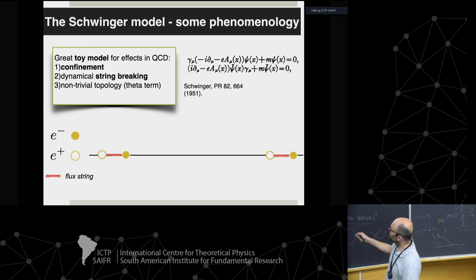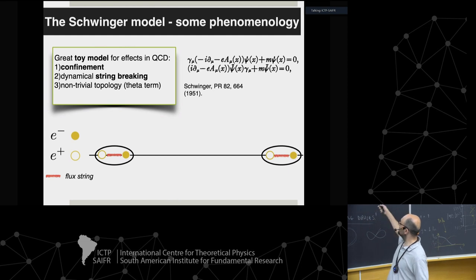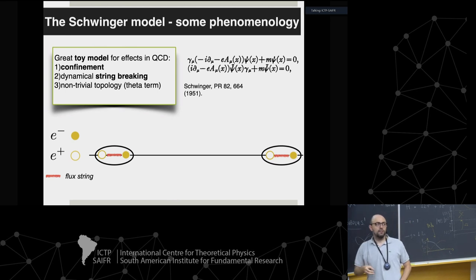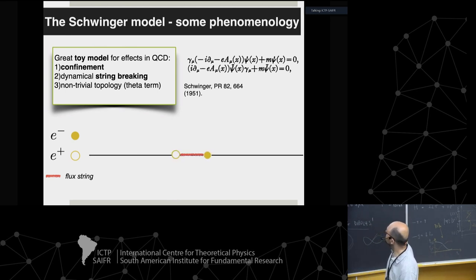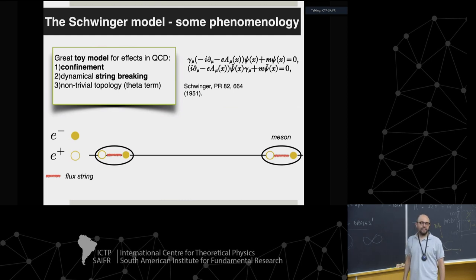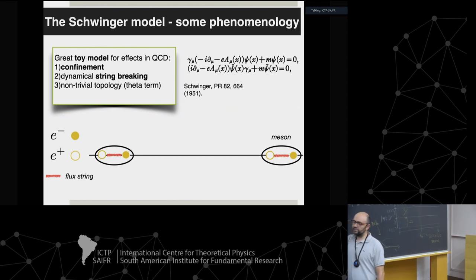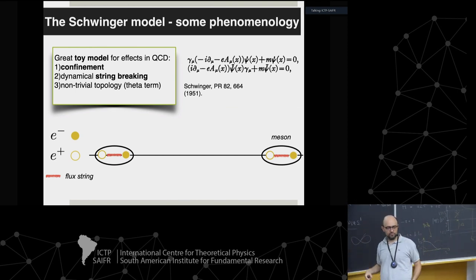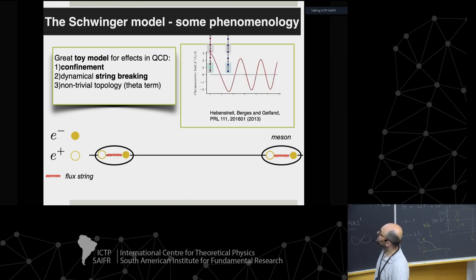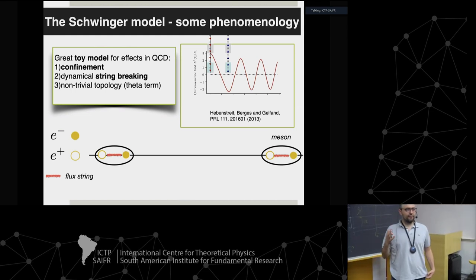And then if the string breaks, you have to create a particle-antiparticle pair. Okay, you create here a positron and here an electron. And you generate two bound states of electron and positron. These are called mesons. Okay. So this is a very basic phenomenon that appears in many theories. Here I've just illustrated it in the context of a very classical example. There are also more convoluted ones. Okay. And let me tell you that this is not something that is just for fun. Actually, this is a very important phenomenon.